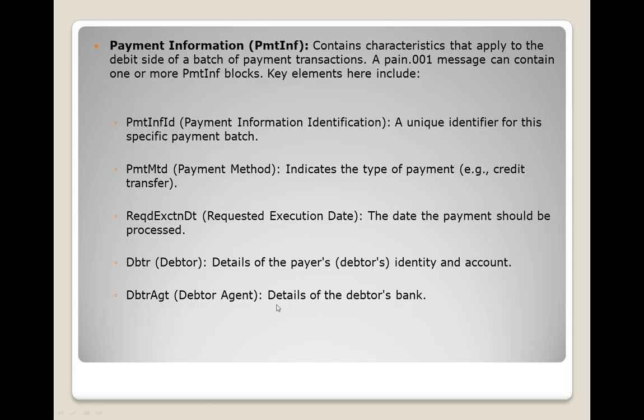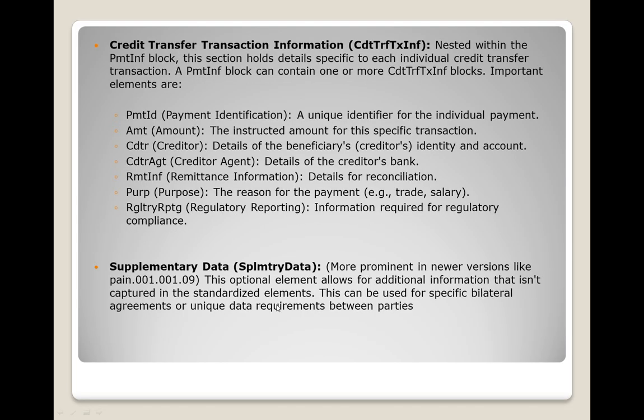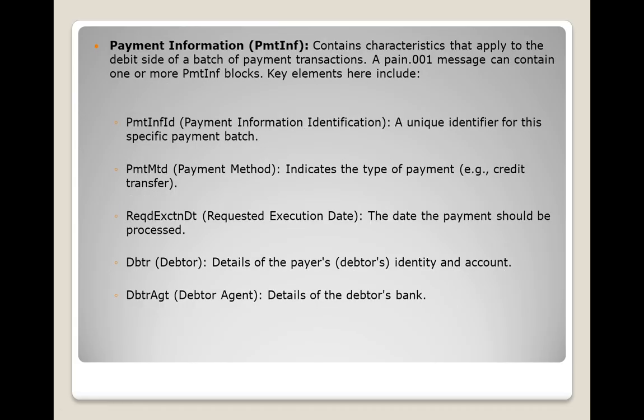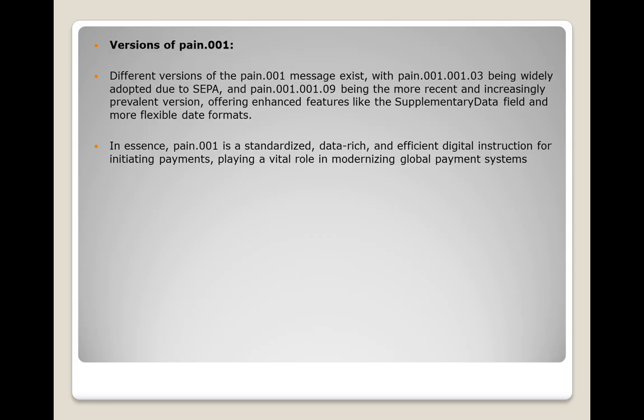I will show you one example in some time. Then in the actual credit transfer information, we have payment ID, amount, creditor details, creditor agent details, remittance information, and purpose of the payment. Okay, this is the information there. In supplementary data, there is some additional information for a particular payment. And in payment information, you can find payment ID, payment method, requested date, debtor information, and debtor agent. This information is there, and there are lots of versions available for the PAIN.001 message.